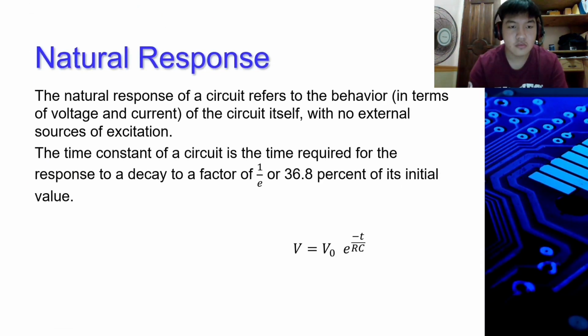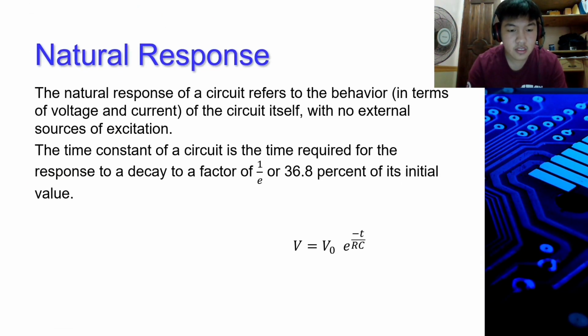Okay, so since the voltage response for the RC circuit is denoted by this one, and it is an exponential decay of the initial voltage across the capacitor V naught, and since the energy is due to the initial energy stored in the capacitor and not due to the external voltage or current source, we call that the natural response.